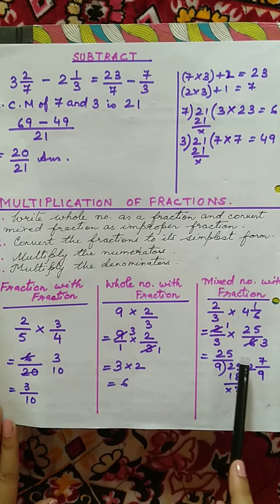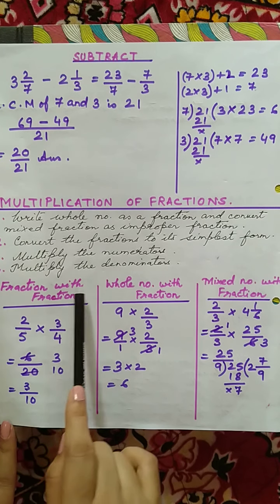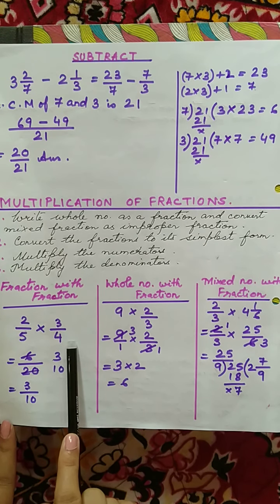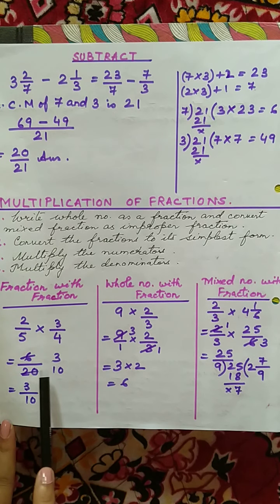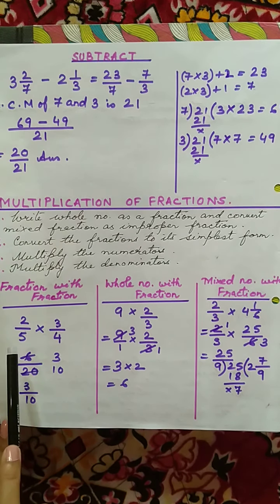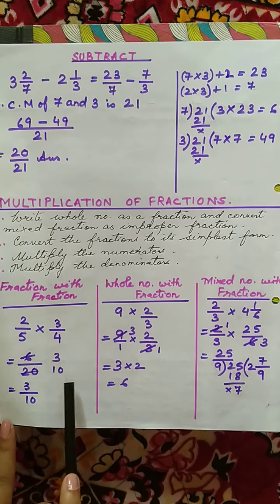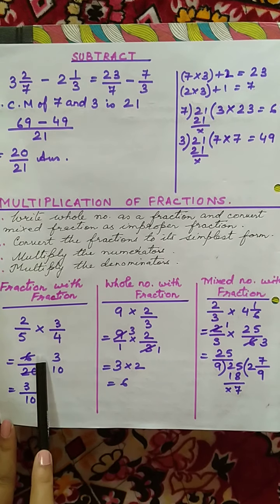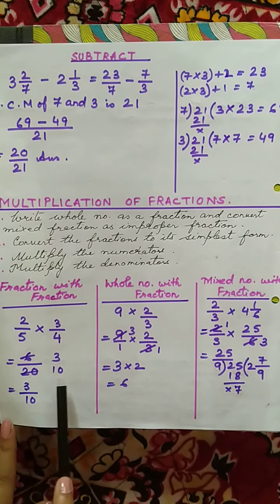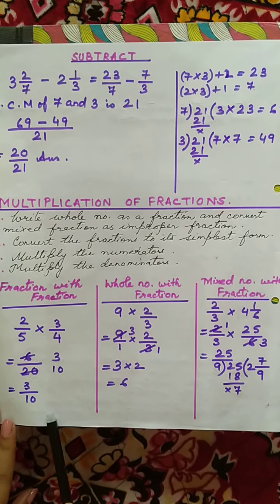We have 3 types of multiplication of fractions here. First is fraction with fraction. Now we have 2 simple fractions here. We will multiply the numerators first. 2 3s are 6, then the denominators, 5 4s are 20. So 6 by 20. Now we bring it to the simplest form. For that we can divide both by 2. 2 3s are 6, 2 10s are 20. So we have 3 by 10 as the answer.